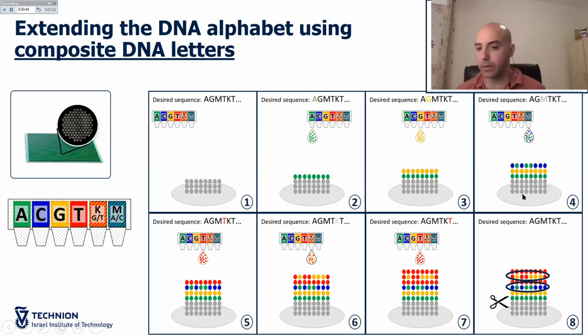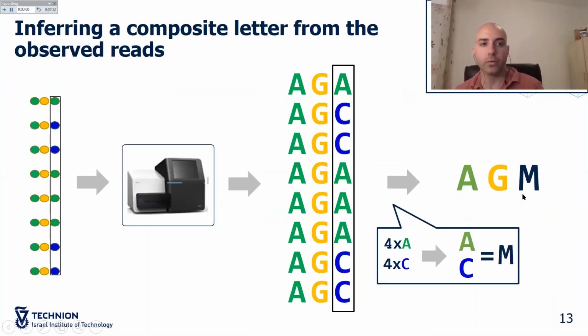When we cleave it, we get a population of molecules that contains this 1-to-1 ratio of A's and C's in the 3rd position. So if we sequence a sample of these molecules, this 1-to-1 ratio will be retained. So we'll observe, in this case, 4 A's and 4 C's out of the 8 molecules we sequenced. So we'll be able to tell that this combination of A's and C's is actually an M. So the designed letter in this position was an M.